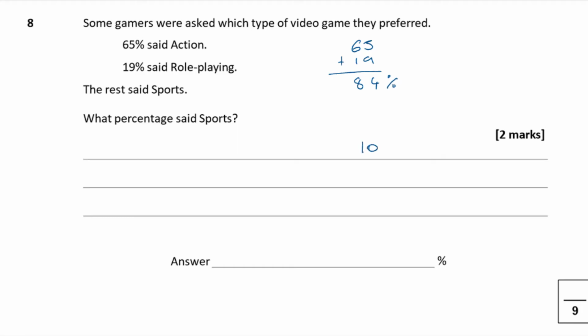Okay, so then what's left out of 100? So if I take 100% and I subtract 84%, that leaves me with 16%, doesn't it? So it must be 16% like sport.